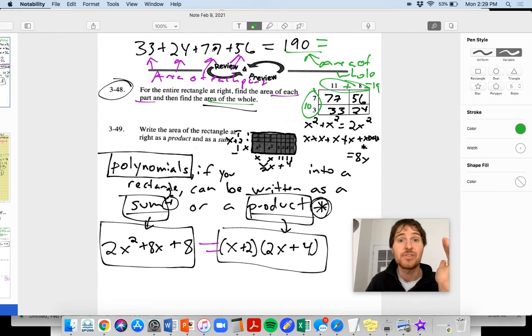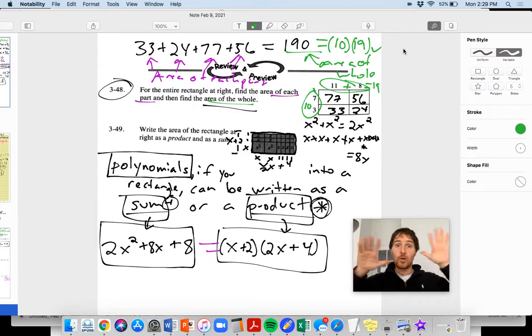Our area equals the sum of all parts, but it also equals base 10 times height 19, right? Or vice versa, base 19 times height 10. 19 times 10 is 190, and we're good to go. Area as a sum does equal area as a product. And we'll work with that more in terms of polynomials as the semester goes along.